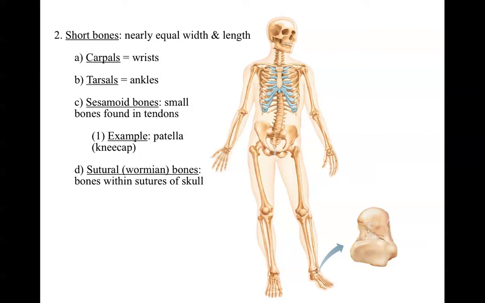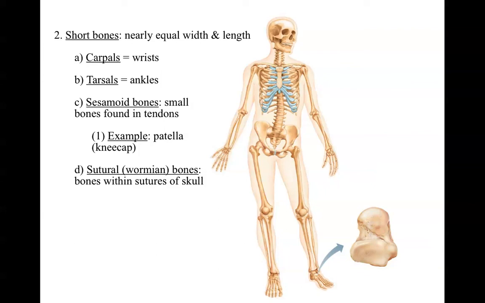This book classified sesamoid bones as being part of short bones. Some textbooks will pull out sesamoid bones as a separate category. So what are sesamoid bones? They're bones that develop in places of need. A good example is your patella, or your kneecap. Virtually everybody has a kneecap, although some people are born without kneecaps, and they live perfectly fine without the kneecap. But it is a bone that grows in a tendon.